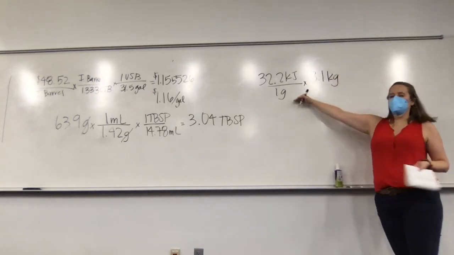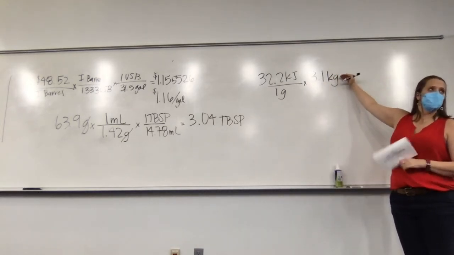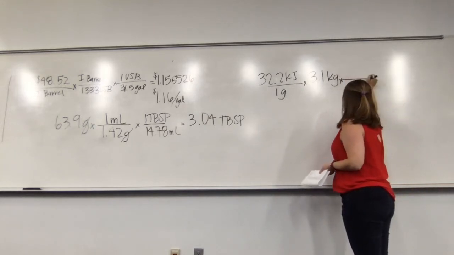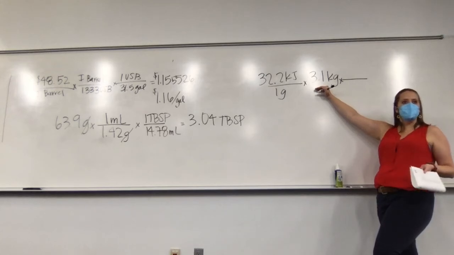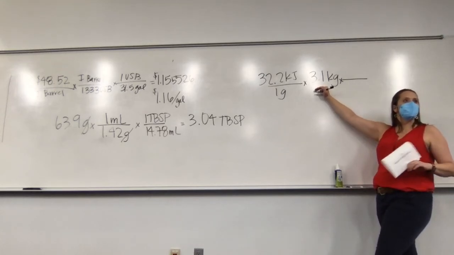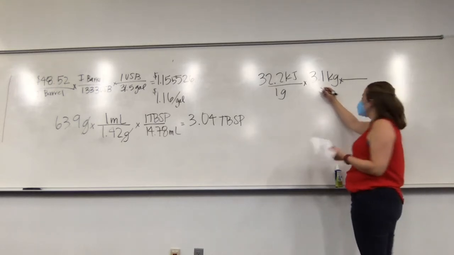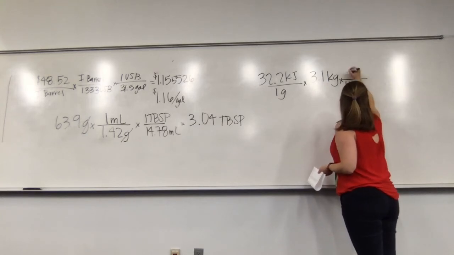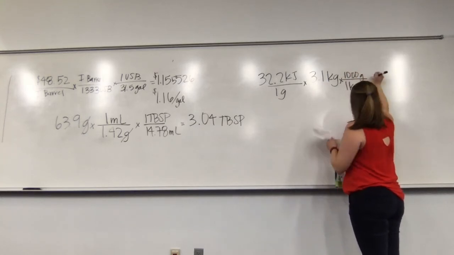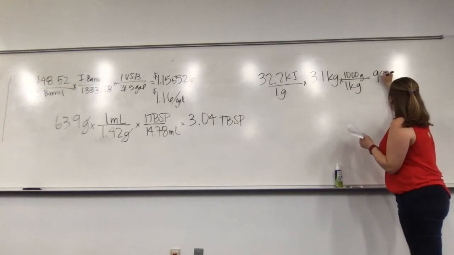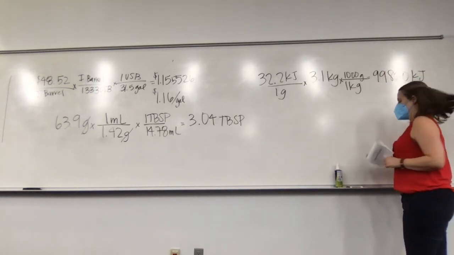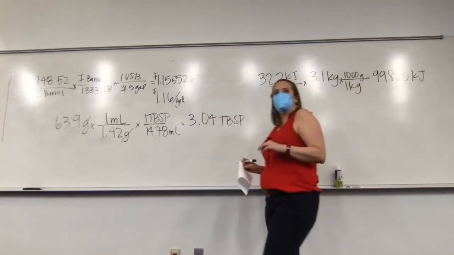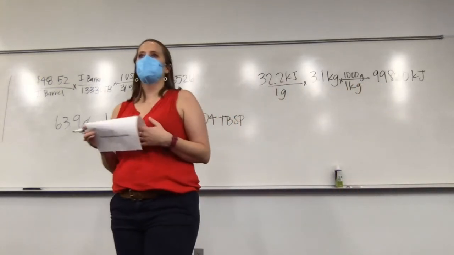Now in this case, grams and kilograms are in fact not the same unit. So we need to convert. You could have immediately converted 3.1 kilograms to grams by multiplying by 1,000. You can also show that calculation: 1 kilogram has 1,000 grams. And this is 99,820 kilojoules. So how many significant figures should your answer have?